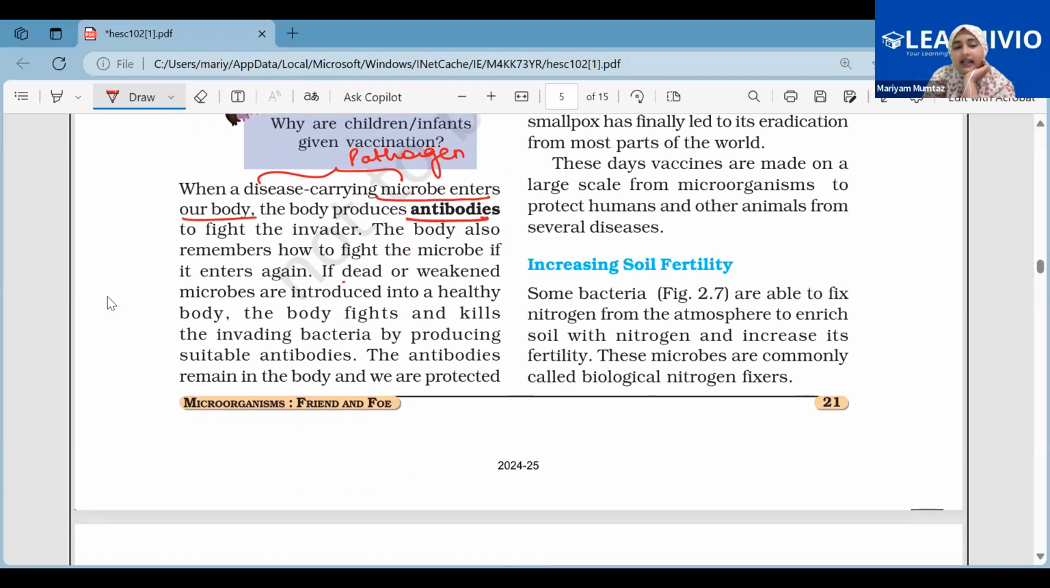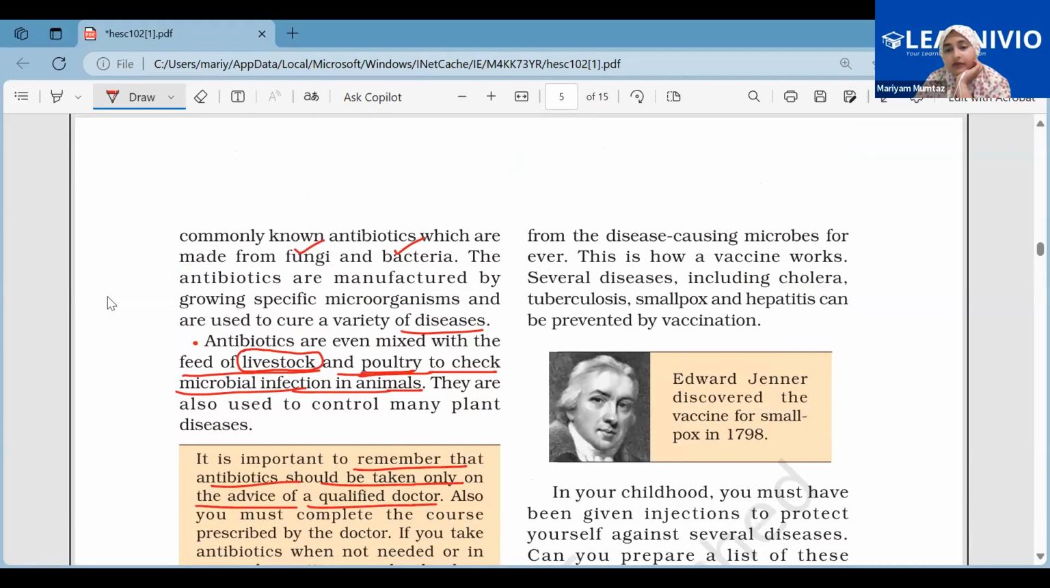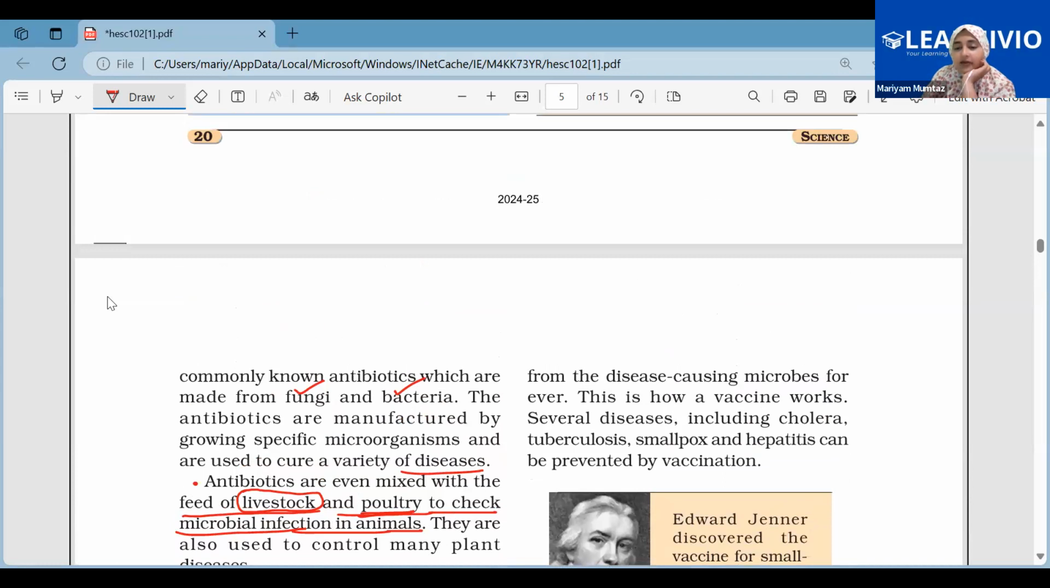Now, when the dead or weakened microbes are introduced into a healthy body, the body fights and kills the bacteria by producing antibodies. The antibodies remain in the body and we are protected from the disease causing microbes. This is how a vaccination works. There are several diseases such as cholera, tuberculosis, smallpox, and hepatitis that can be prevented by vaccination.